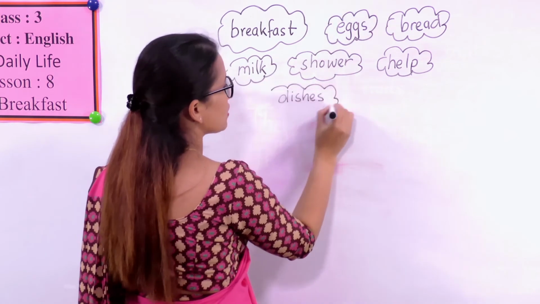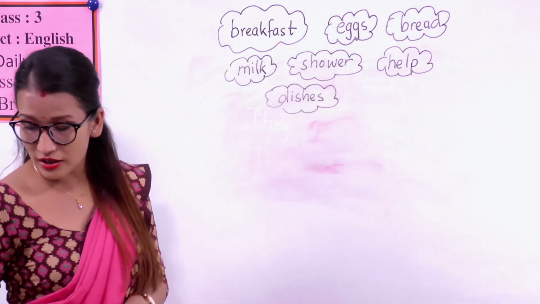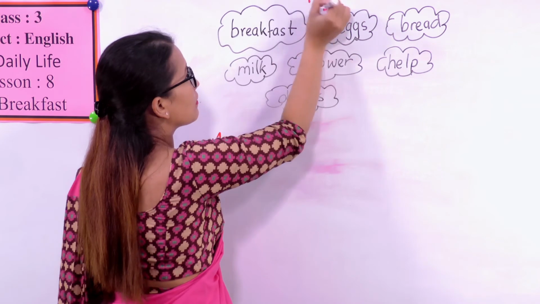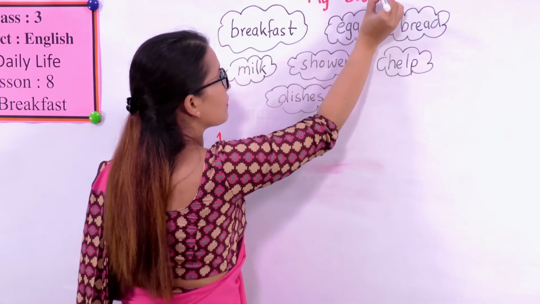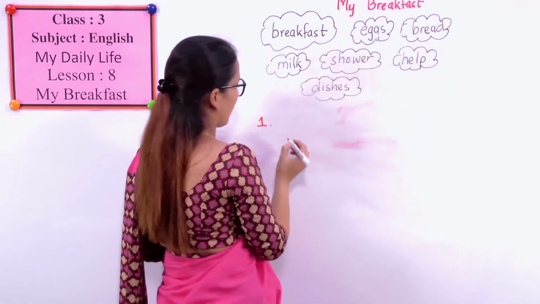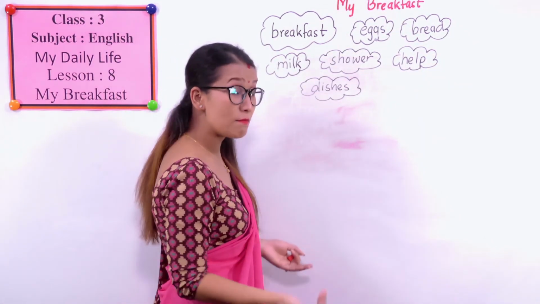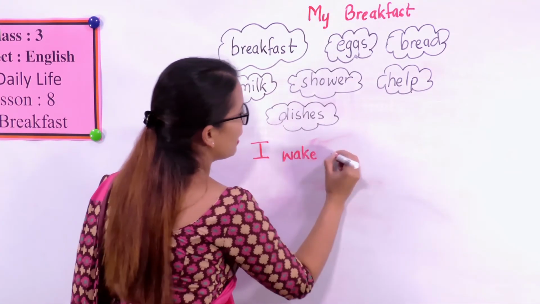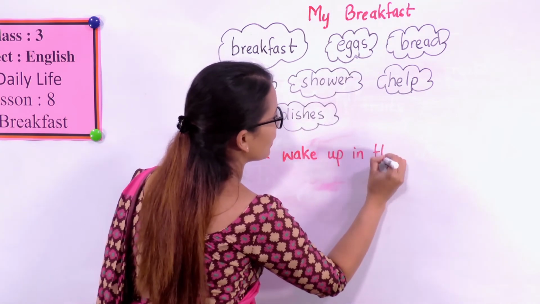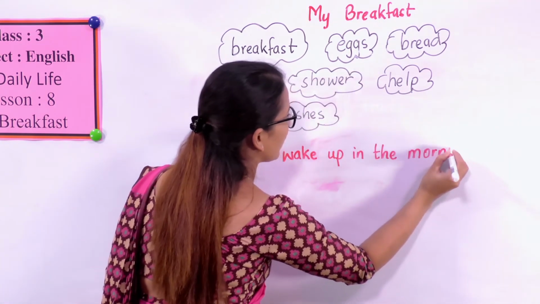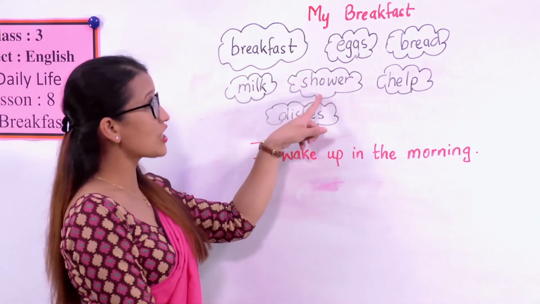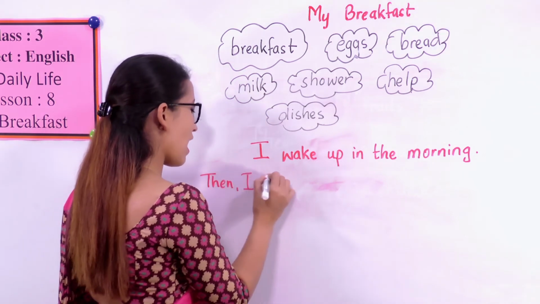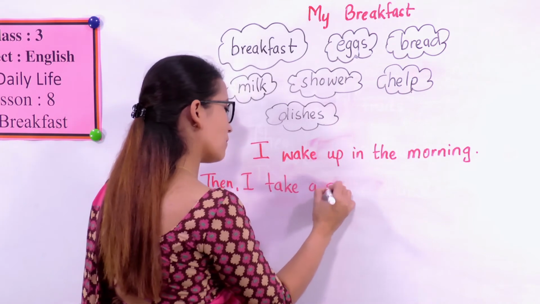Okay, so see how I will write the sentences. Here I will use a red marker. My breakfast. Okay, so no numbers. We need to write it in a paragraph. First of all, I wake up. You know that, yeah? Wake up in the morning. I wake up in the morning. Then I take a shower. Look, the word is here, shower. Yes? Then I take a shower.